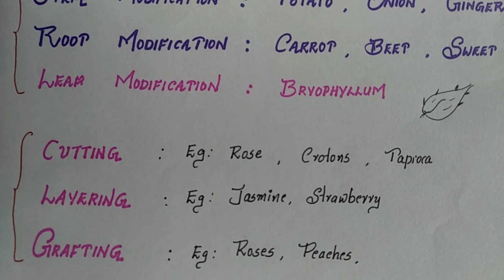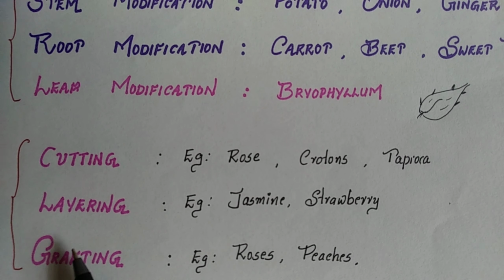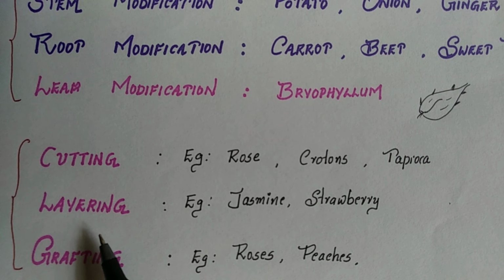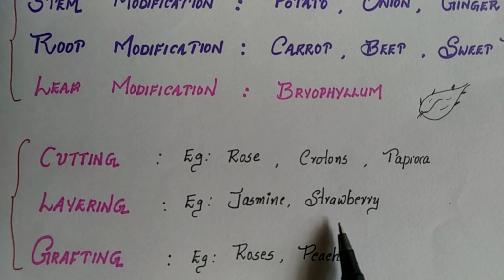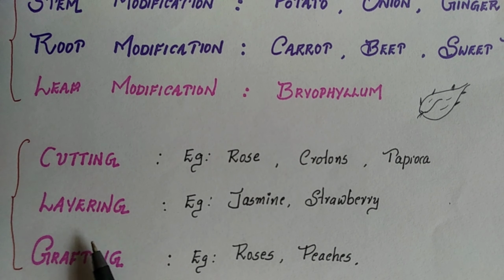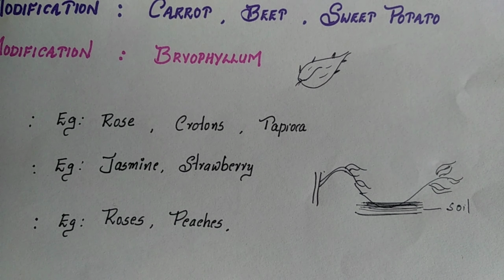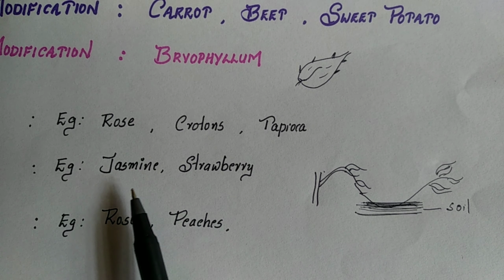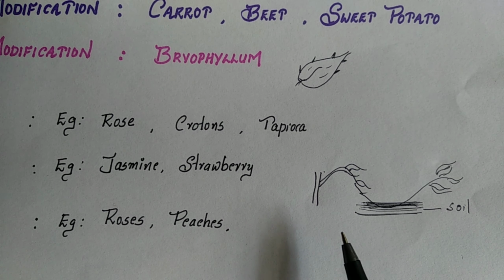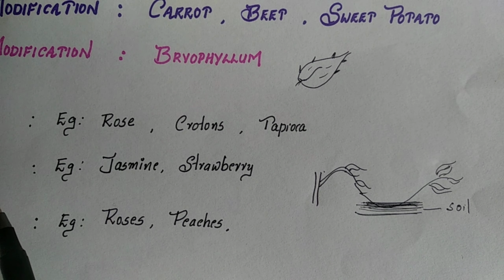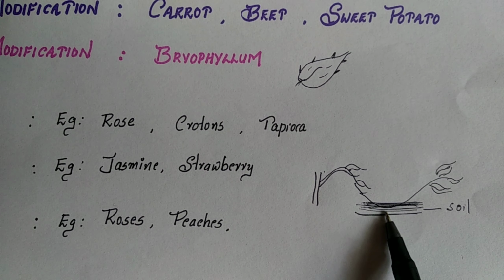The part of the plant used is the stem, and the process is cutting. Now let us see what happens in the case of layering. This is the next artificial method of vegetative propagation. The examples taken here are jasmine, strawberry, etc. The process of layering is the development of a root on a stem while the stem is still attached to the parent plant, after which it gets separated.